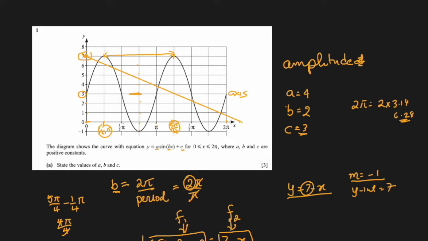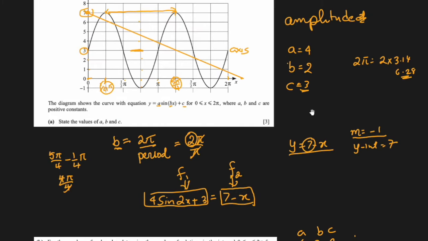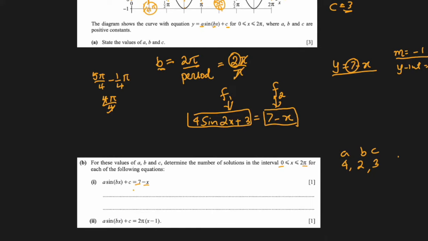till this point. Now let's go back to our question. The question says, determine the number of solutions in the interval 0 to 2 pi. So it's very clear to us here. One solution, 2, 3, 4, and 5, which is less than 2 pi. So the answer is 5. There are 5 solutions for this one.